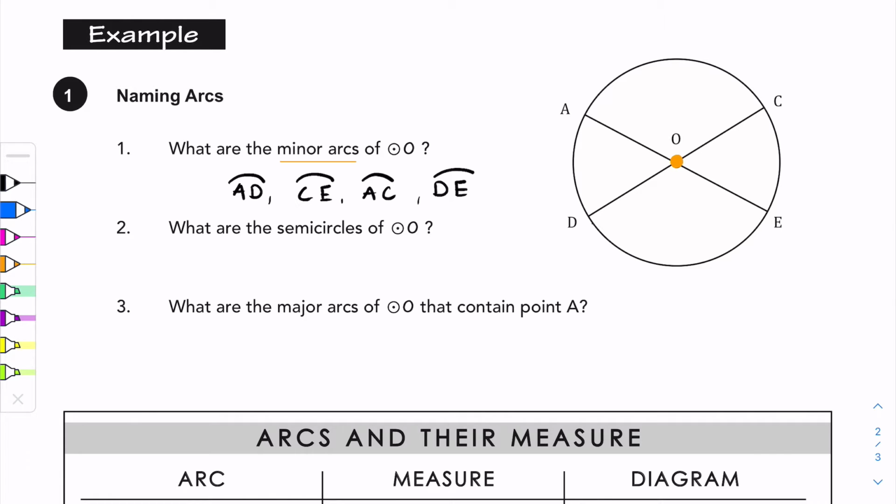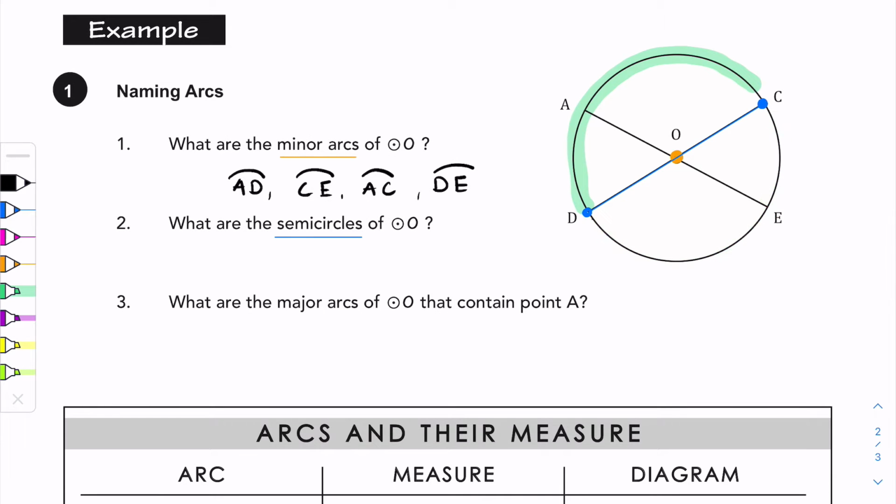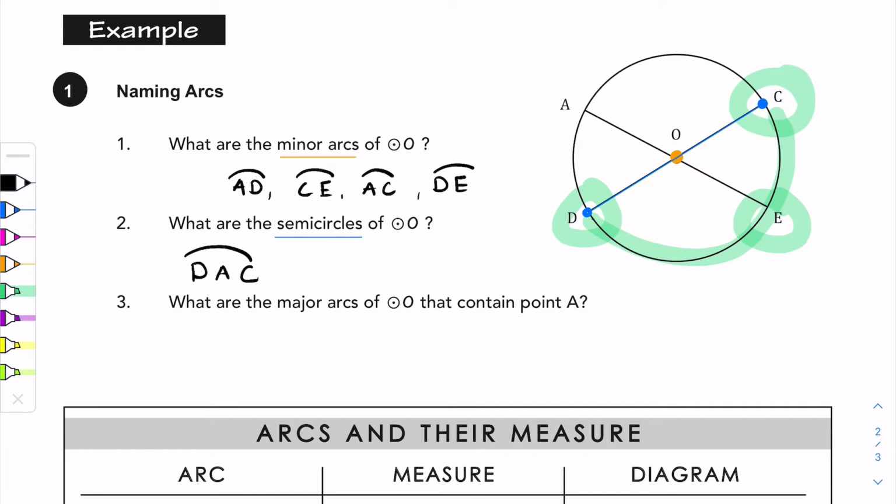Next, we need to name the semicircles of circle O. So semicircles are exactly half a circle. Semicircles are determined by a diameter. So here's a diameter. That means we have a semicircle on each side. We have a semicircle here, and then of course we have a semicircle on the opposite side. So if I name the two of them, I have my endpoints. I'm going to start with this one I have highlighted in green. I have endpoint D, extra point A, endpoint C. The opposite side of this, I have endpoint D, extra point E, endpoint C.